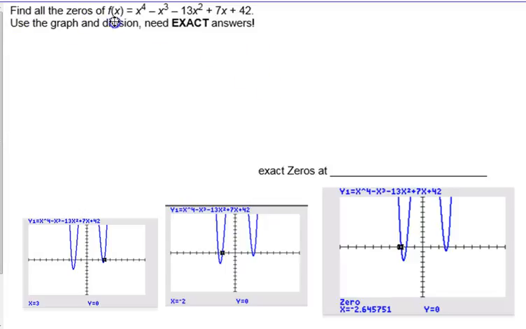All right. This is not one of the easy questions. It says find all the zeros of this 4th degree polynomial. Guys, it says this exactly on the quiz. Use the graph and division. Guess what you have to use? The graph and division.